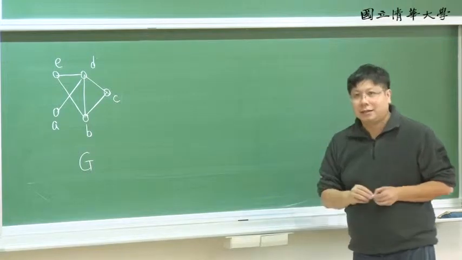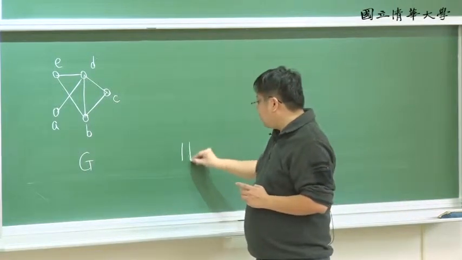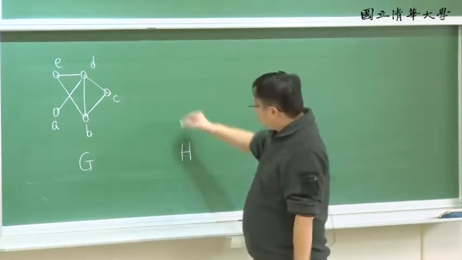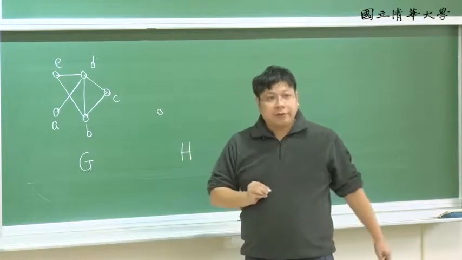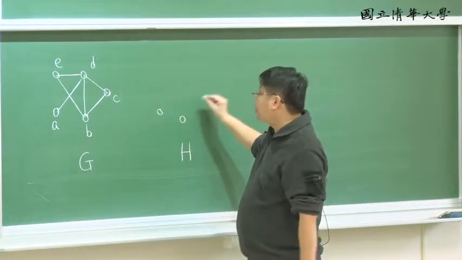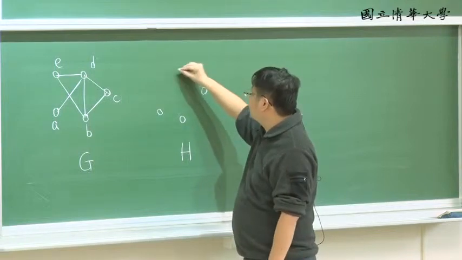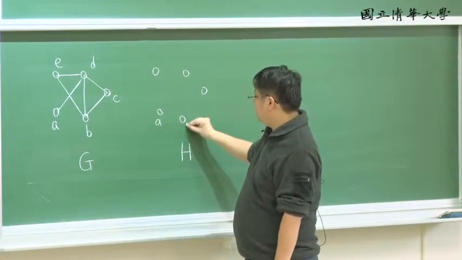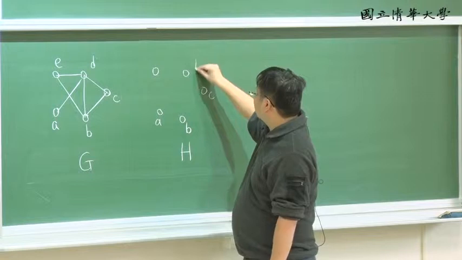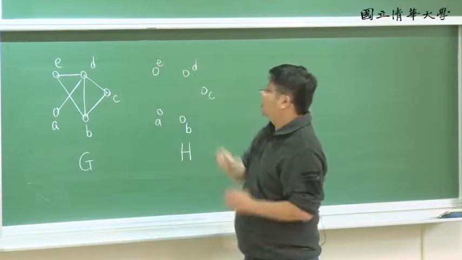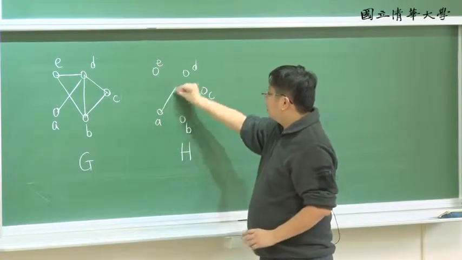Is that okay? Let me get a graph H. And let's say H is defined on the same vertex set as G. So we will have the same 5 vertices, A, B, C, D, E. Let's join these 2.